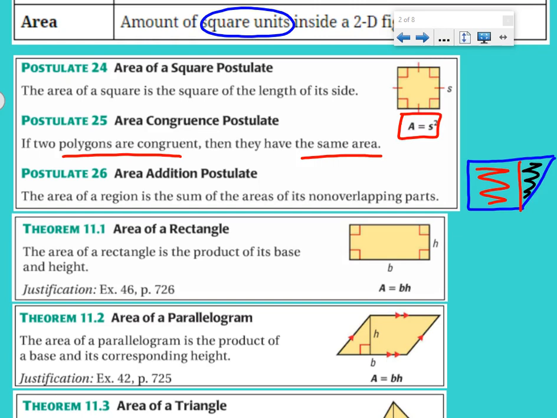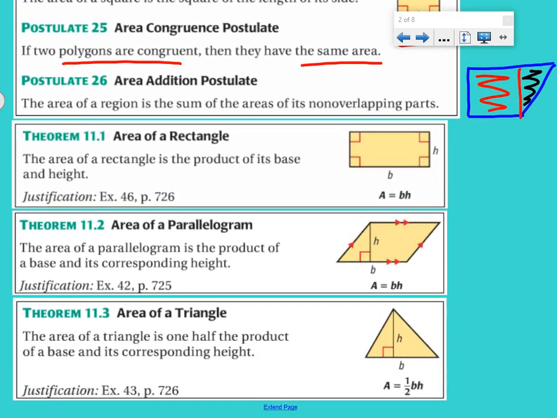All right, area of a rectangle, theorem 11.1: area of a rectangle is the product of its base times its height. So area equals base times height. Same with area of a parallelogram. Area equals base times height. However, please notice that the height is not the slanted side. It is the side that is perpendicular to the base. So that's one piece that's really important about parallelograms.